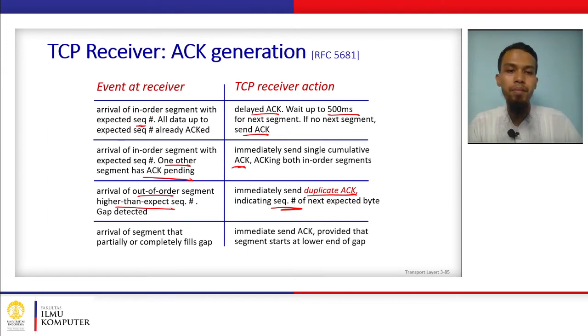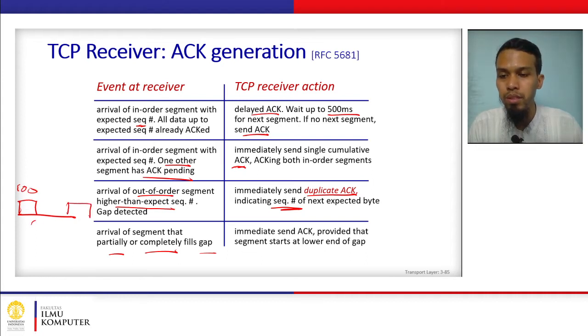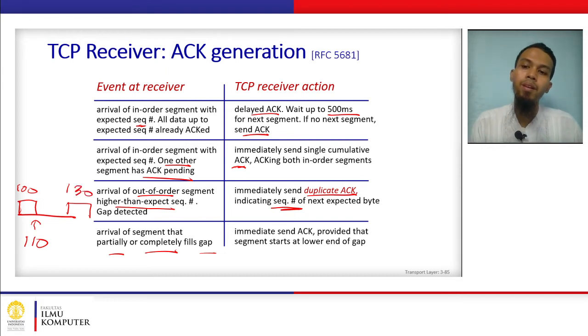Now, let's say that after it receives the segment that is out of order, it then receives a segment that partially or completely fills the gap. For example, it expects to receive number 110, but it eventually receives, let's say, 130. So there are either one or two segments missing in between. If it receives a segment that partially or completely fills the gap, let's say it receives segment number 110.